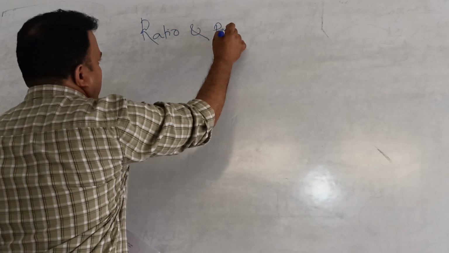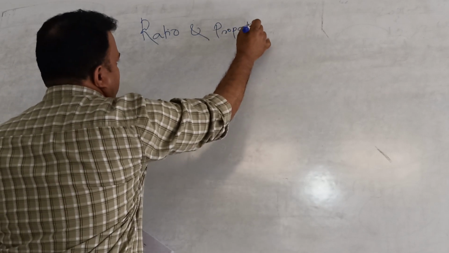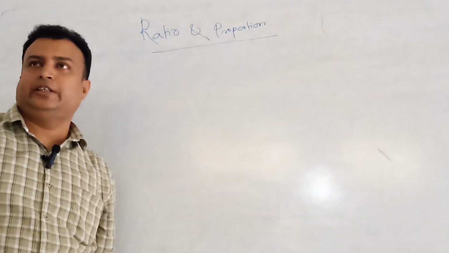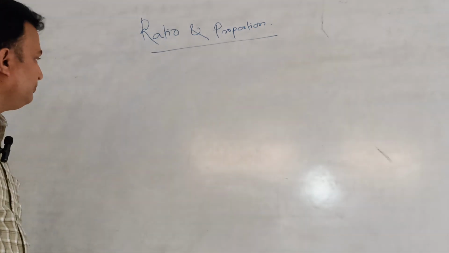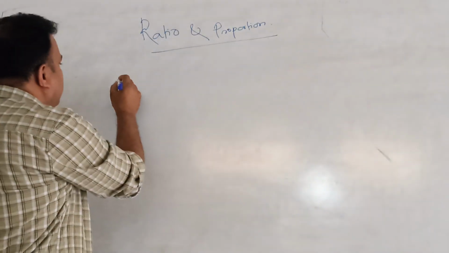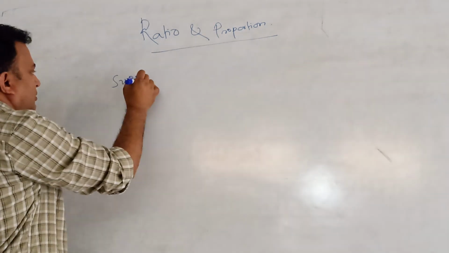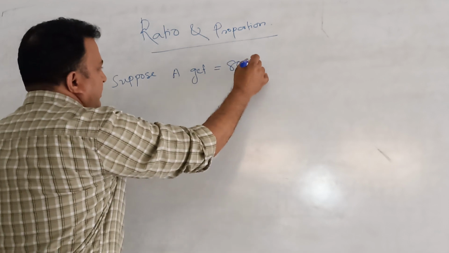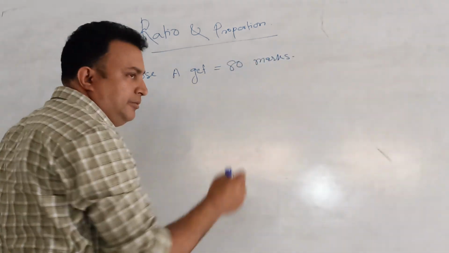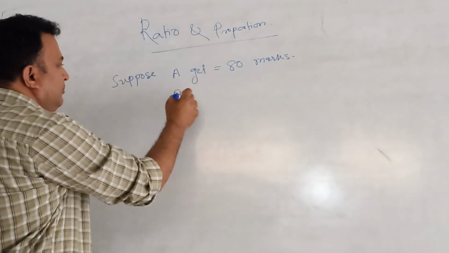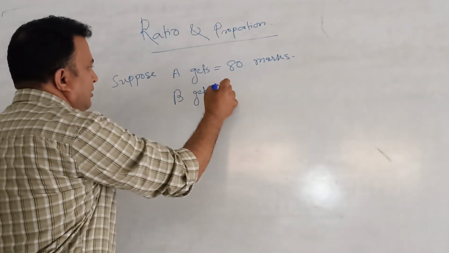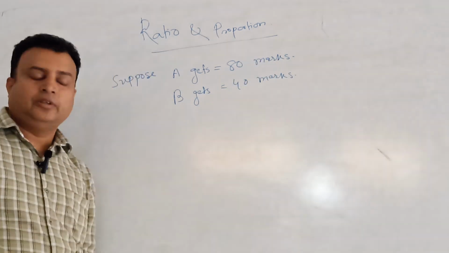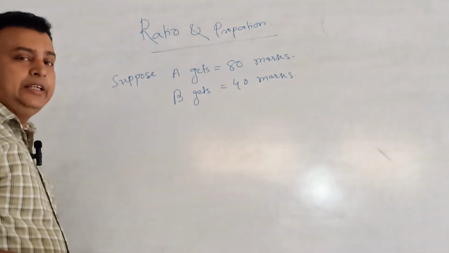Ratio and proportion. What is ratio and proportion? What is ratio? First, let us define what is ratio. Suppose A gets 80 marks in mathematics paper and B gets 40 marks in mathematics paper. Then what is the ratio of A and B?